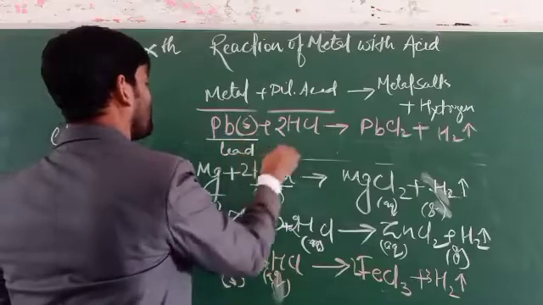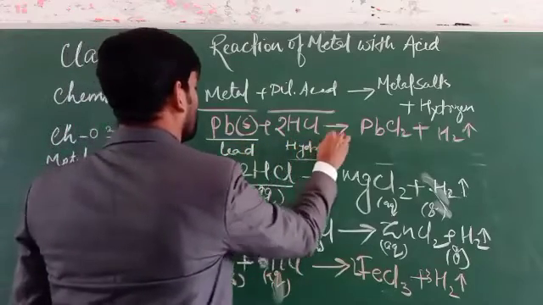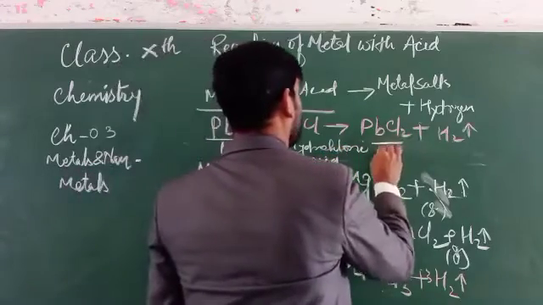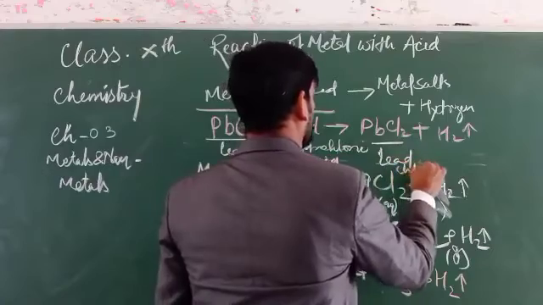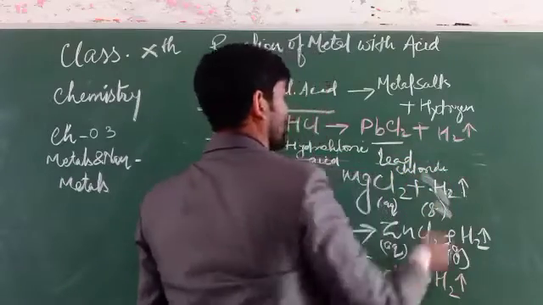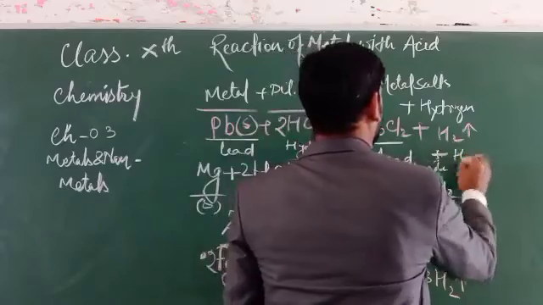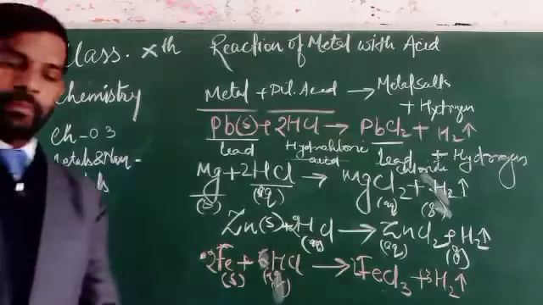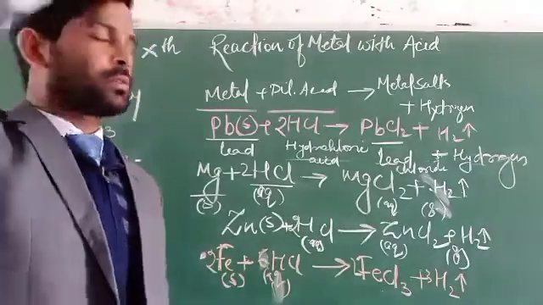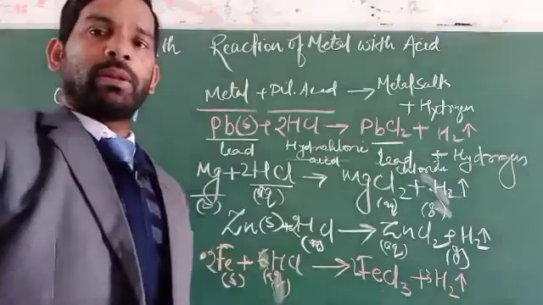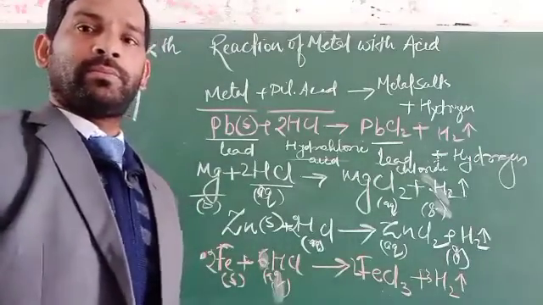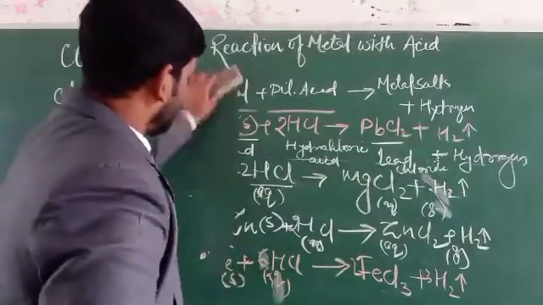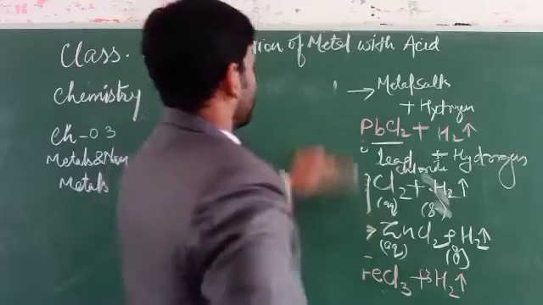So this one is what? Lead, hydrochloric acid, lead chloride, plus hydrogen. So we can write these equations for when a metal is reacted with water. What happens when aqua regia is formed? What is aqua regia?